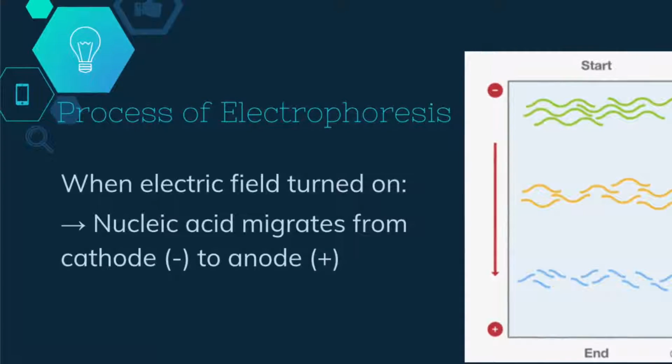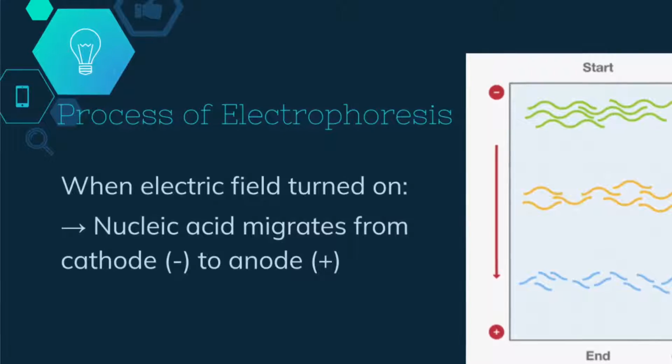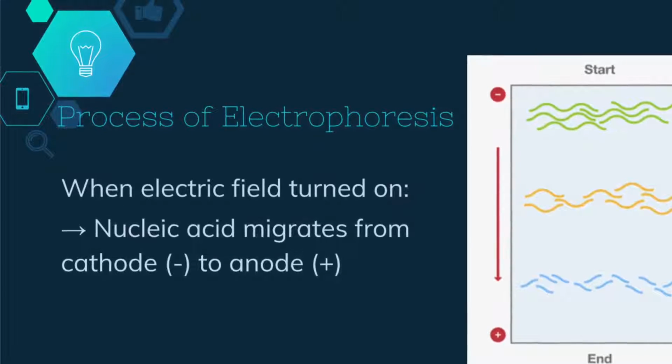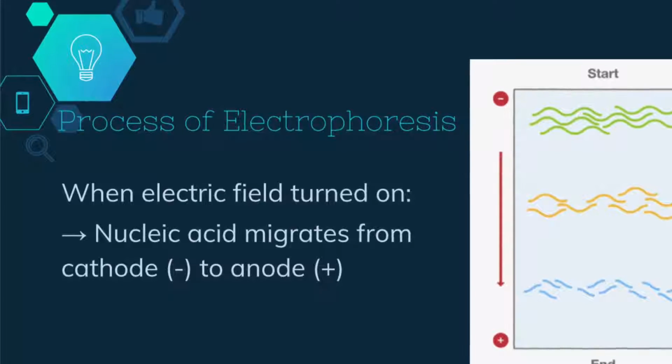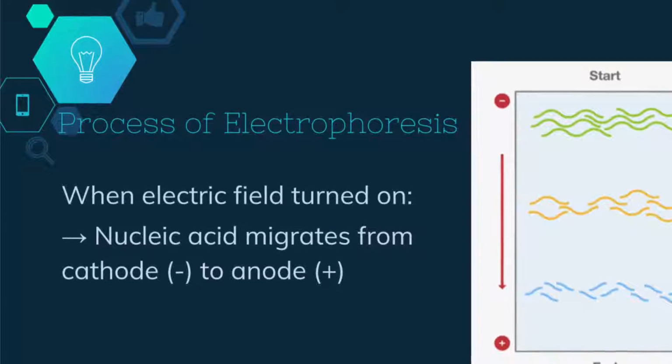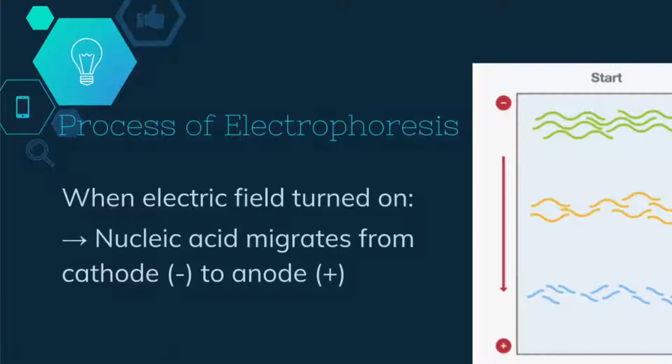When the electric field is turned on, the nucleic acid begins to migrate from cathode to anode, which are the negative and positive electrodes. As you can see in the picture on the right, the smaller pieces of the nucleic acid, which are the blue fragments, are closest to the anode because they move the fastest.